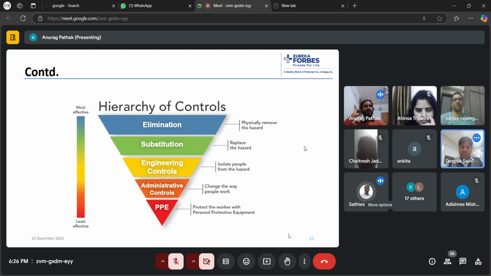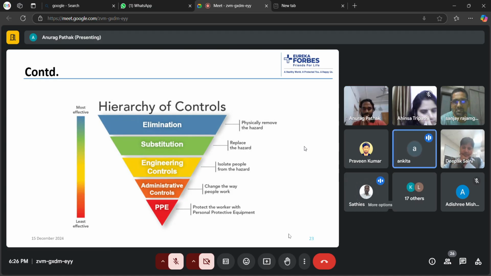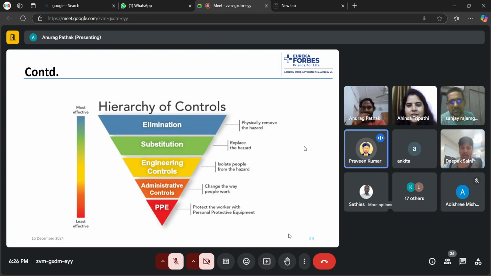Sir, no. Okay. Administrative control. Substitution. Okay. Substitution. Who says substitution? Sir, I, Ankita. Okay. Ankita, how do we substitute? Instead of that fan, we can use a ceiling fan. Substitution of the fan too. Then it will be engineering control. Sir, we can put administrative control here. That changes the way people work.